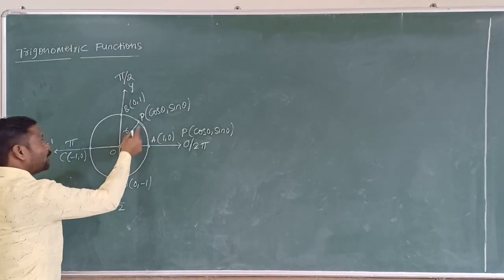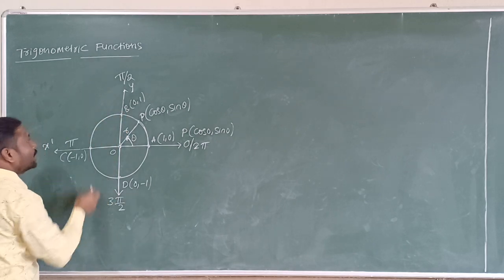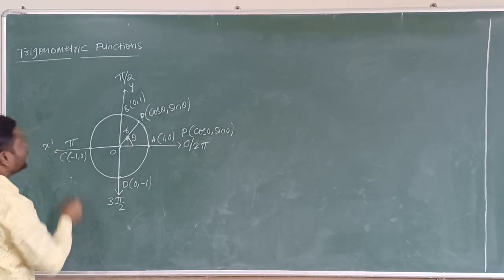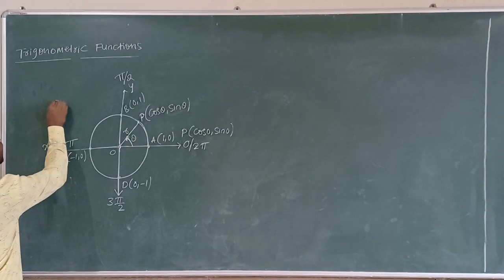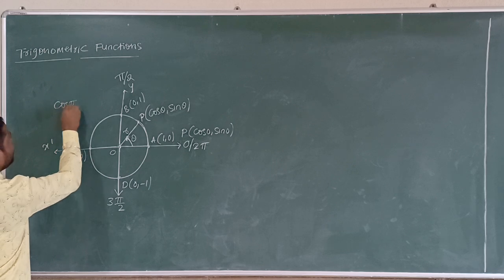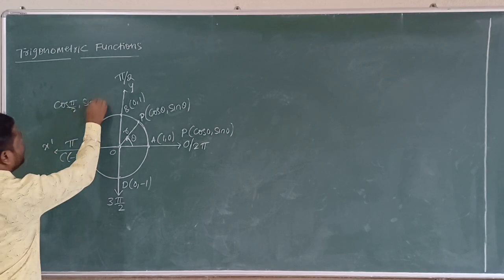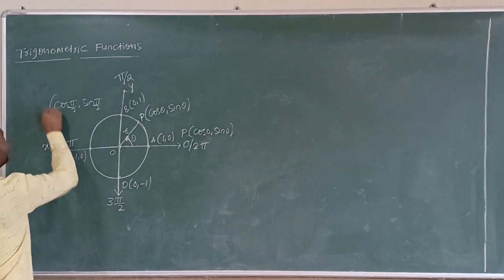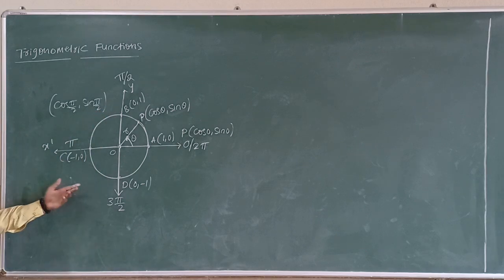In the same way, take the point P on B, then it becomes how many degrees? 90 degrees. Tell me in radians, it becomes cos pi by 2 comma sin pi by 2, right? Pi by 2 means 90 degrees only, right?